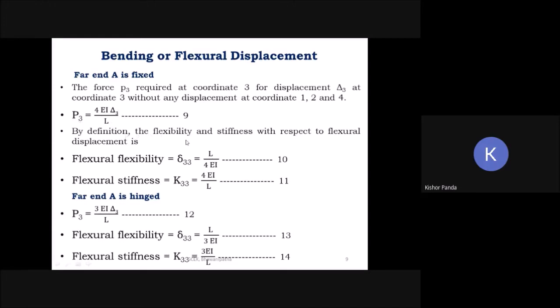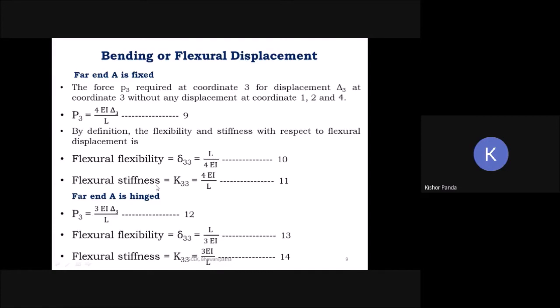By definition, the flexibility with respect to flexural displacement is the displacement caused by a unit force. So when you put the force equal to 1, delta 3 is the displacement caused by a unit force. P3 is equal to 1 and delta 3 is del 3. So del 3 is equal to L by 4EI.